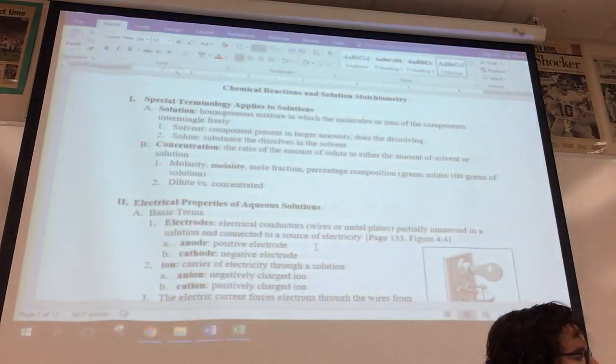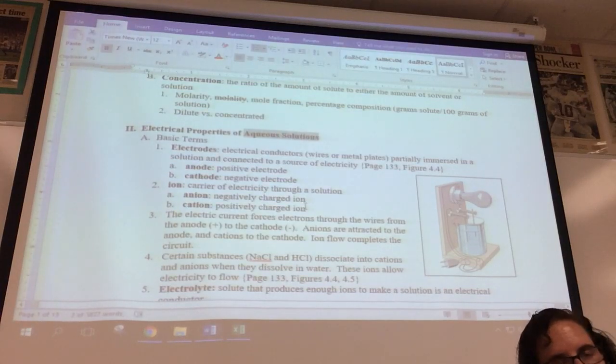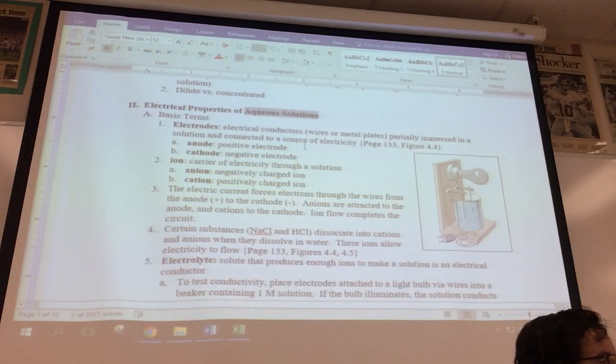All right, in terms of electrical properties of aqueous solutions, some aqueous solutions have the ability to conduct electricity. And when they do conduct electricity, we say that you have an electrolyte. Before we go into that, let's just go over some basic parts. Your electrical conductors or electrodes are just wires or metal plates, and that's shown here and here. Those are the wires or metal plates.